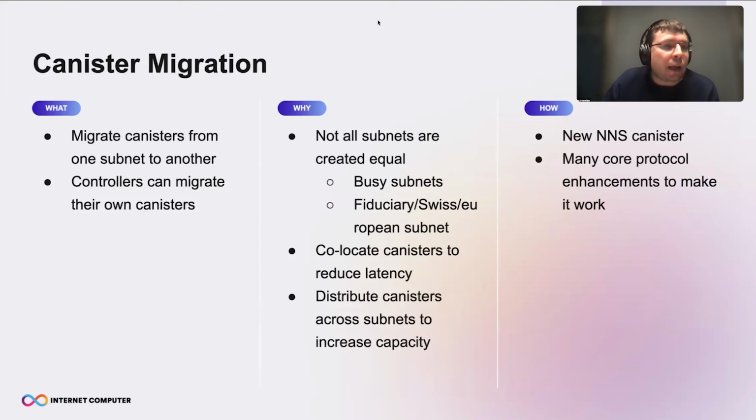So how did we get to a point where we have canister migrations? We implemented a new NNS canister that implements that functionality, and it actually required quite a few more enhancements to the core protocol to make it work. That's because canisters and where they are exactly is such a fundamental part of the Internet Computer Protocol that if you change anything there, it touches a lot of things.